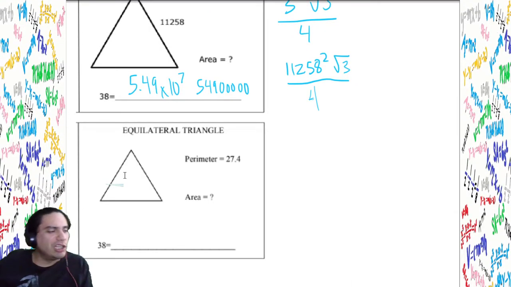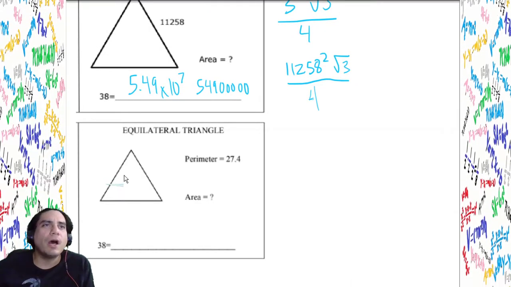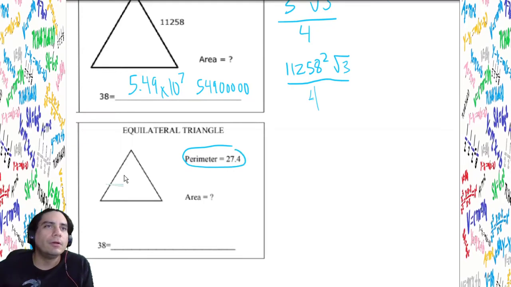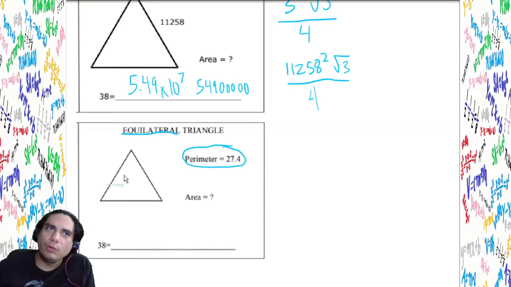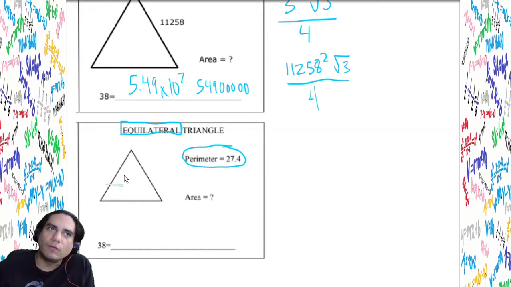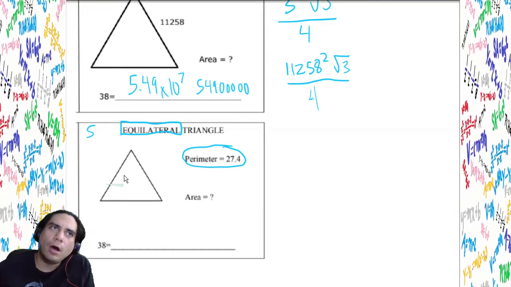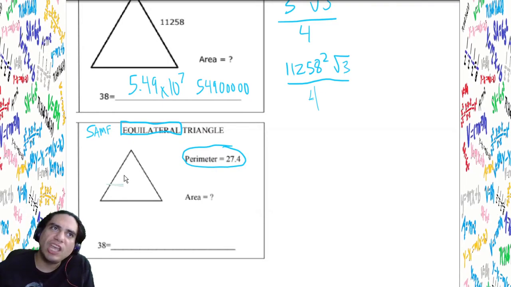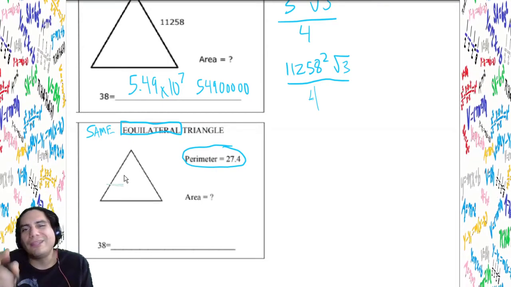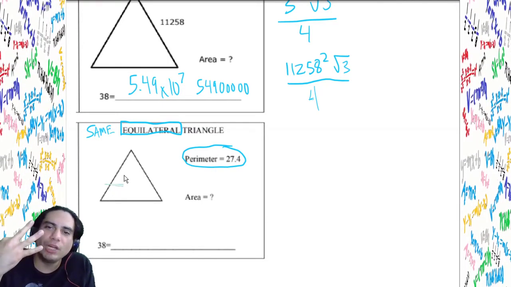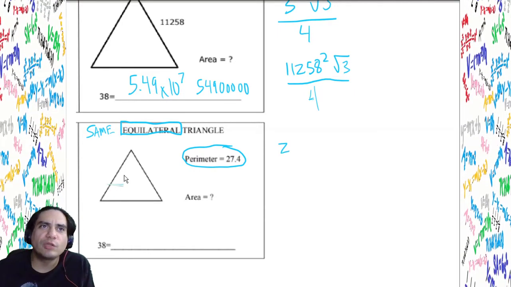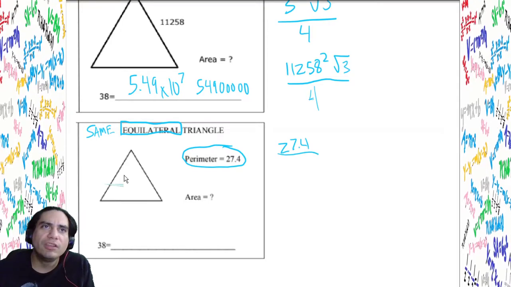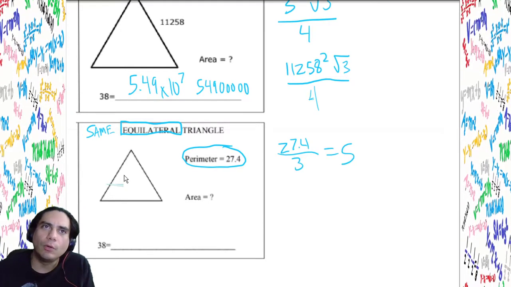So let's take a look at this one. In this problem, they gave us the perimeter. We don't want that perimeter, but we got to remember some things about equilateral. That means all sides are the same. So really, we can get that perimeter divided by 3 and use that side formula. First, we get 27.4 divided by 3, and that's going to equal our S.